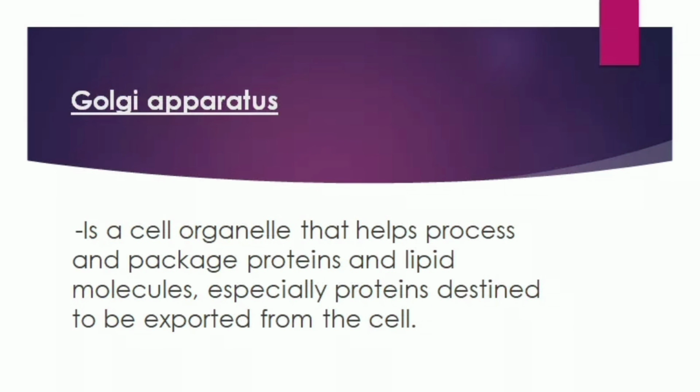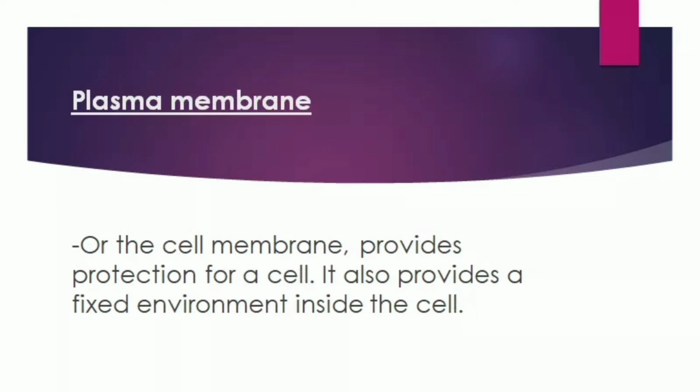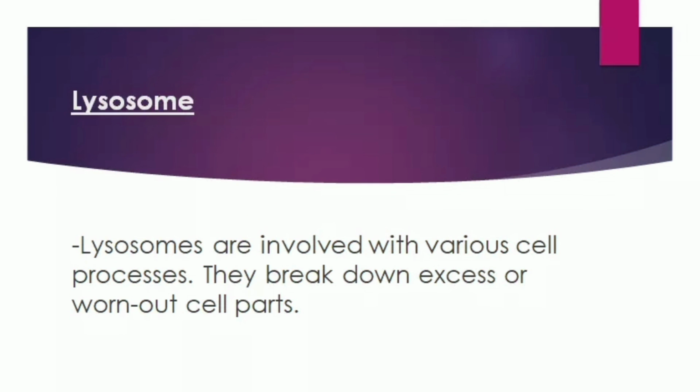Golgi apparatus is a cell organelle that helps process and package proteins and lipid molecules, especially proteins destined to be exported from the cell. Plasma membrane, or the cell membrane, provides protection for a cell. It also provides a fixed environment inside the cell. Lysosomes are involved with various cell processes. They break down excess or worn-out cell parts.